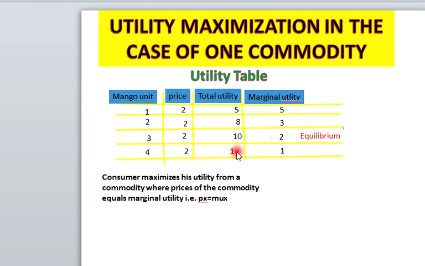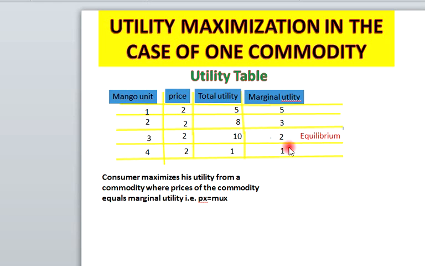This should be 11. The total utility will be 11, and the marginal utility will become 1. If you look at it now, the price is greater than marginal utility. So when the price is greater than marginal utility, then the highest satisfaction is not made here.